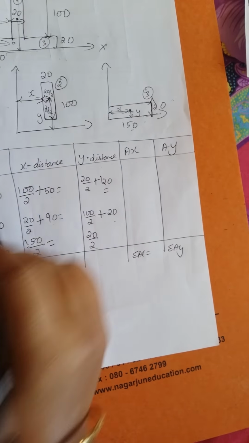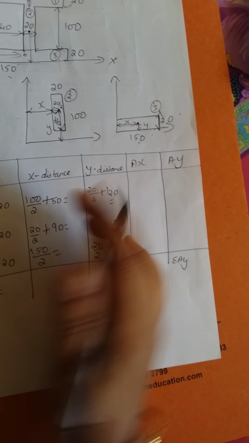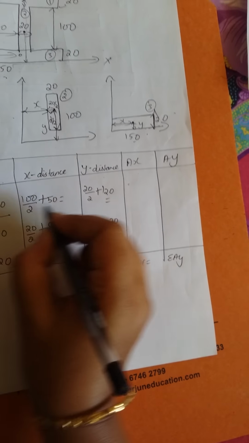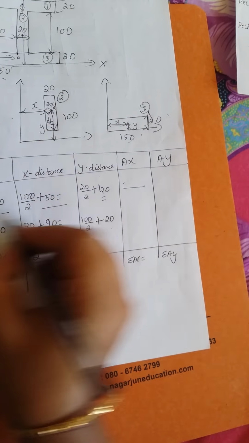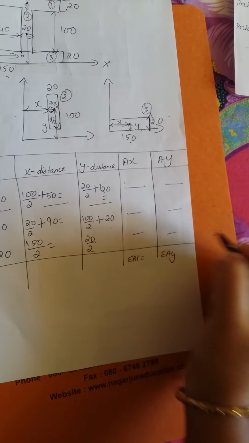Next, our calculations of taking the values are over. Now multiply a into x, area into x, and keep the value here. Similarly, the same area into y, keep the value. Similarly, keep the values like this.